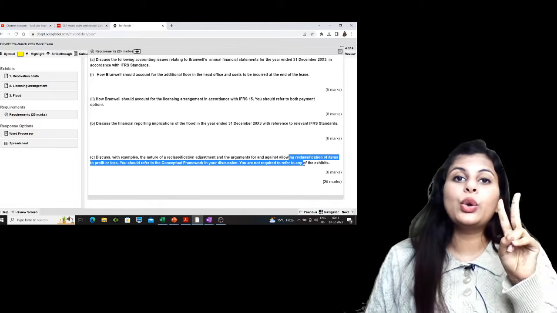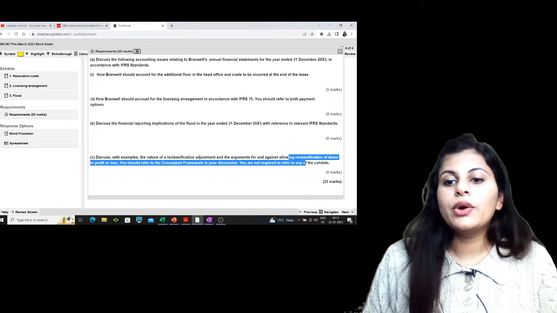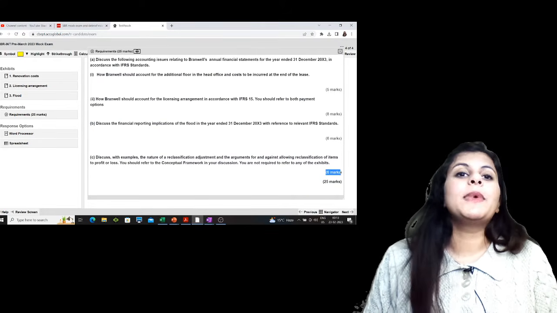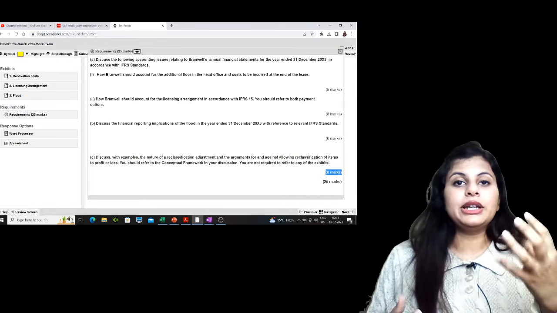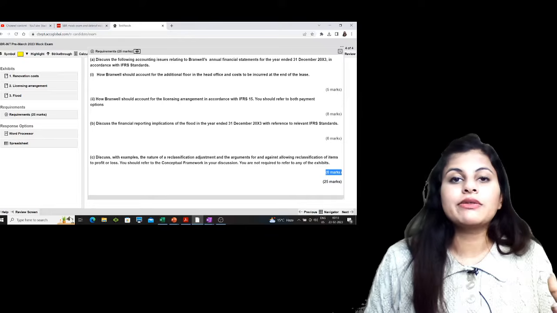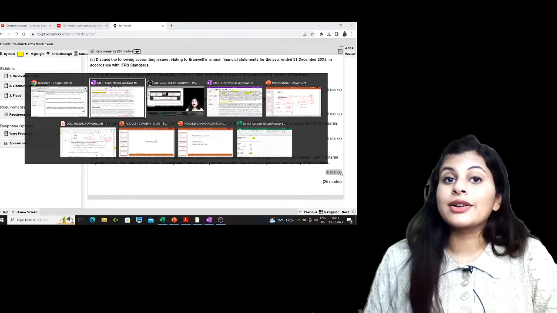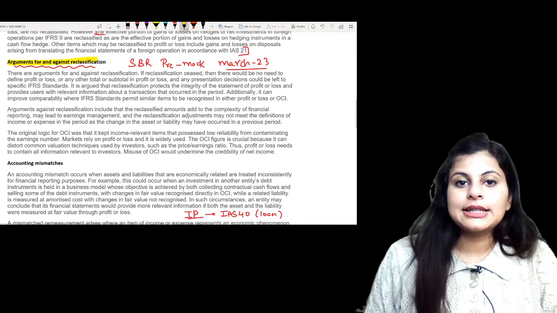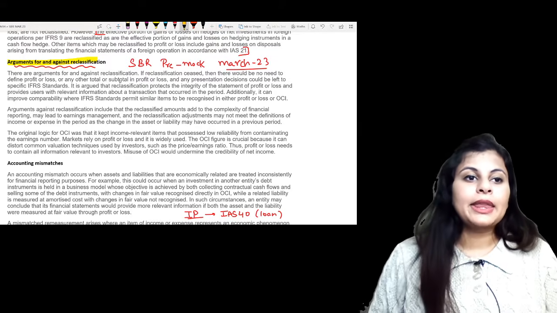Conceptual framework, two words: relevance and faithful representation. You are not required to refer to any of the exhibit. 6 direct marks. So let's pray this one comes up so that you can answer. You've been given an exhaustive list of what is reclassified, what is not. So if you are lucky, this is actually going to come up. So arguments for and against, let's understand. We'll read it line by line.